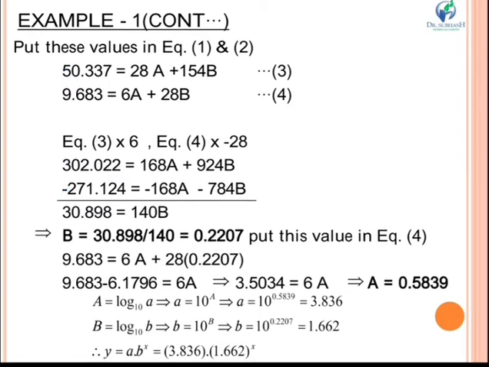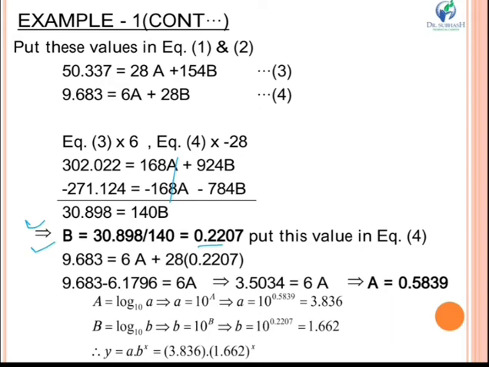Now I will add these two equations. On adding these two equations, we can see that 168 is eliminated, and the rest of the terms are 30.898 equal to 140B, which implies B equal to 30.898 by 140, which is equal to 0.2207. This is the value of capital B.